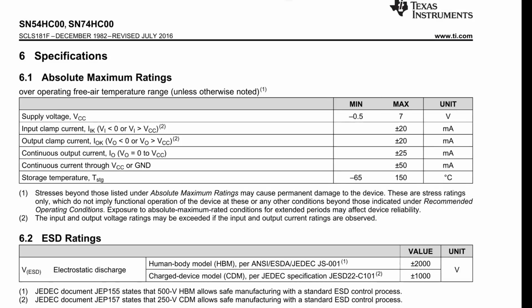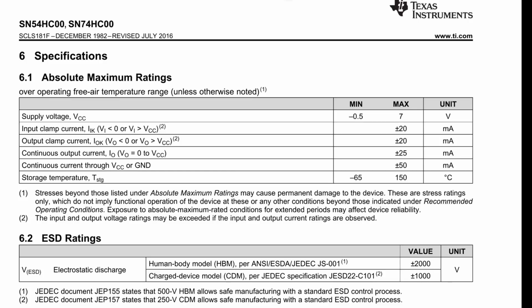Don't do that. So you might think, aha, plus minus 25 milliamps, that sounds pretty grunty. I've got 4 of these gates, therefore I can have a maximum of 4 times 25 or 100 milliamps coming out of this chip. What? No, you can't. Look at the continuous current through VCC or ground is only plus minus 50 milliamps here. So you can only take a maximum of plus minus 50 milliamps continuous from the actual chip.